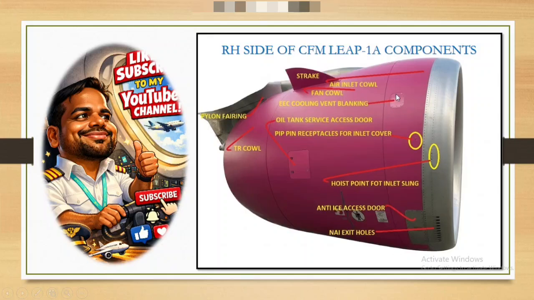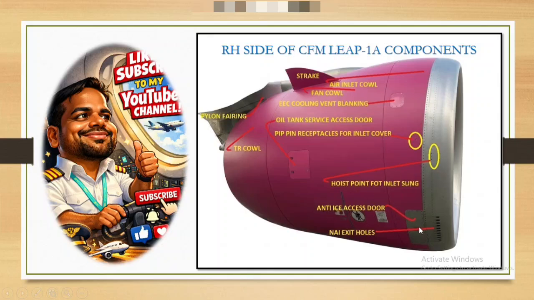And EC cooling vent blanking. There is an EC cooling and blower fan inside of the fan, but right now this engine doesn't have one, so there is a blanking for that. This is your oil access door for oil servicing. This is your piping receptacle for the inlet cover. This is your hoist point, which you have already discussed.